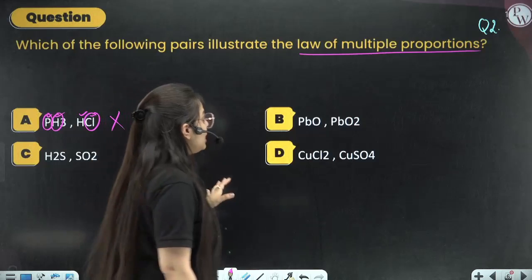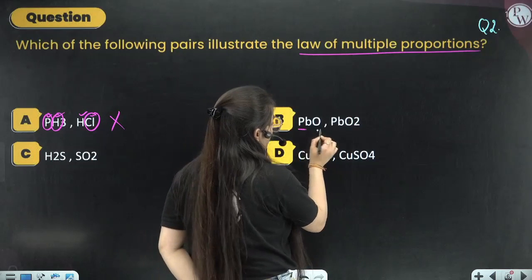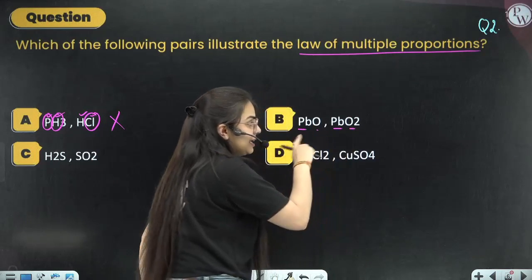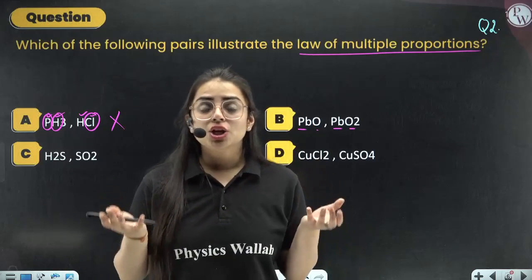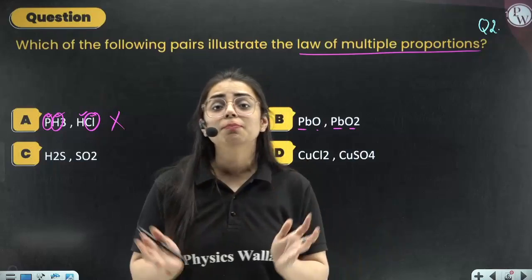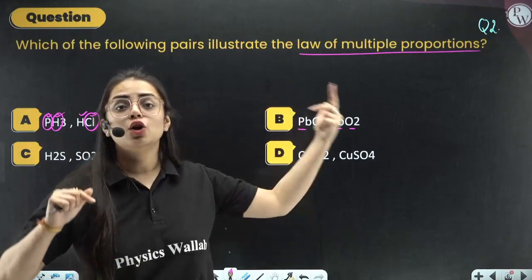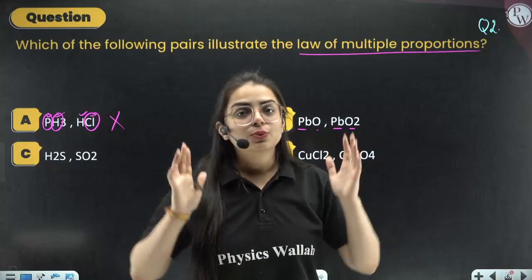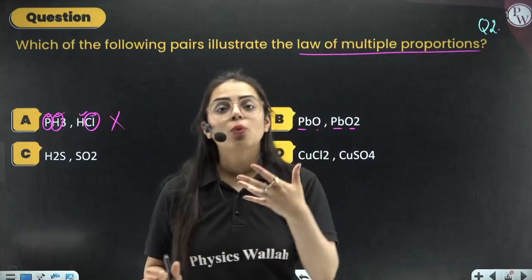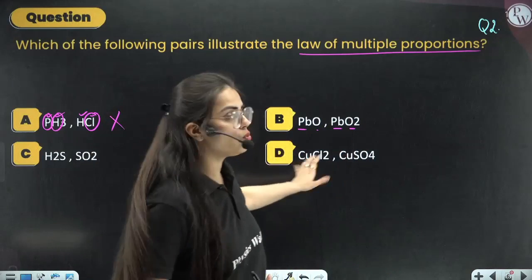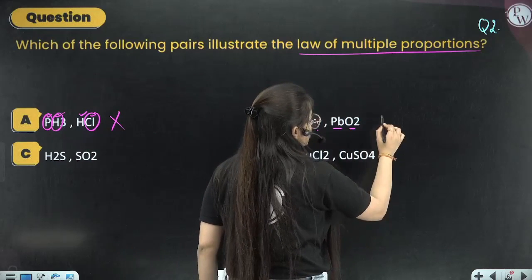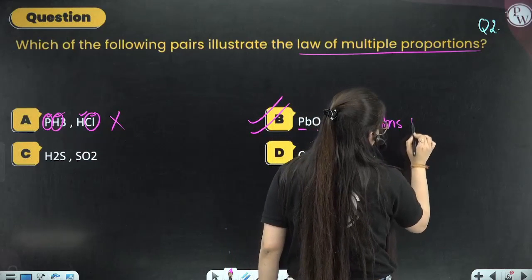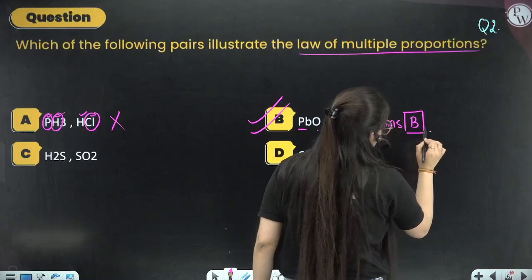Now moving on to the next one, part B, we have Pb and oxygen. We have Pb and oxygen again. Now how many elements, ma'am? 2 elements. Now Pb and oxygen are forming PbO, and they are forming PbO2 also. So this is the law of multiple proportion. When you have 2 elements and they are making more than 1 compound, or I can say they are making 2 compounds or more than that. So our correct answer shall be option number B.